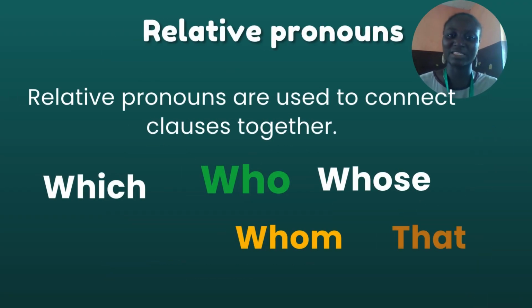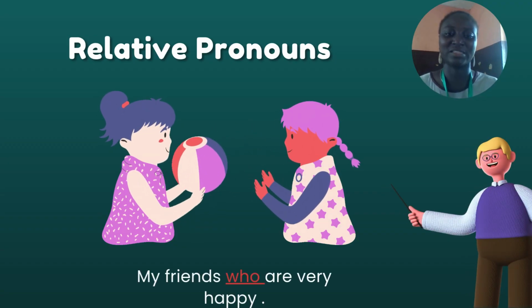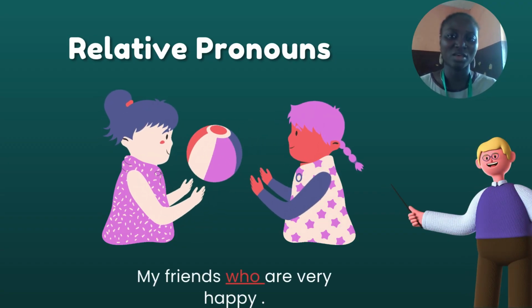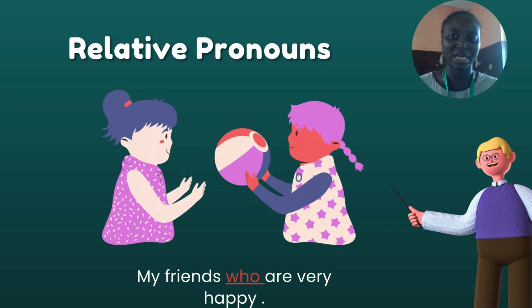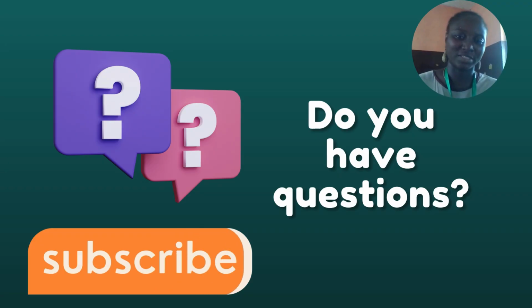Relative pronouns. Relative pronouns are used to connect clauses together. For example, we have which, who, whose, that, and whom. So in this sentence, my friends who are very happy, what is the relative pronoun there? Who.